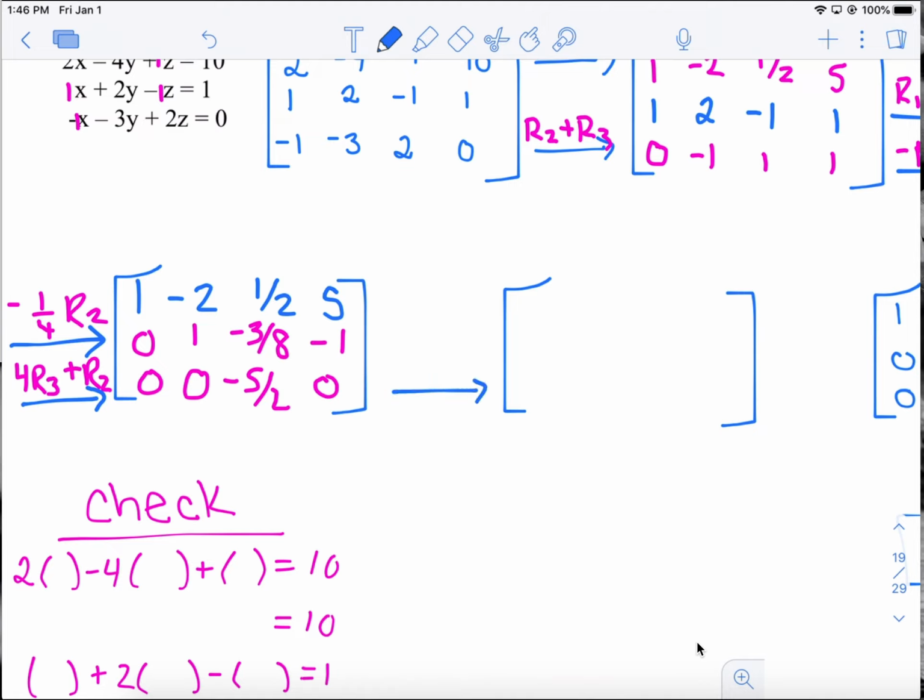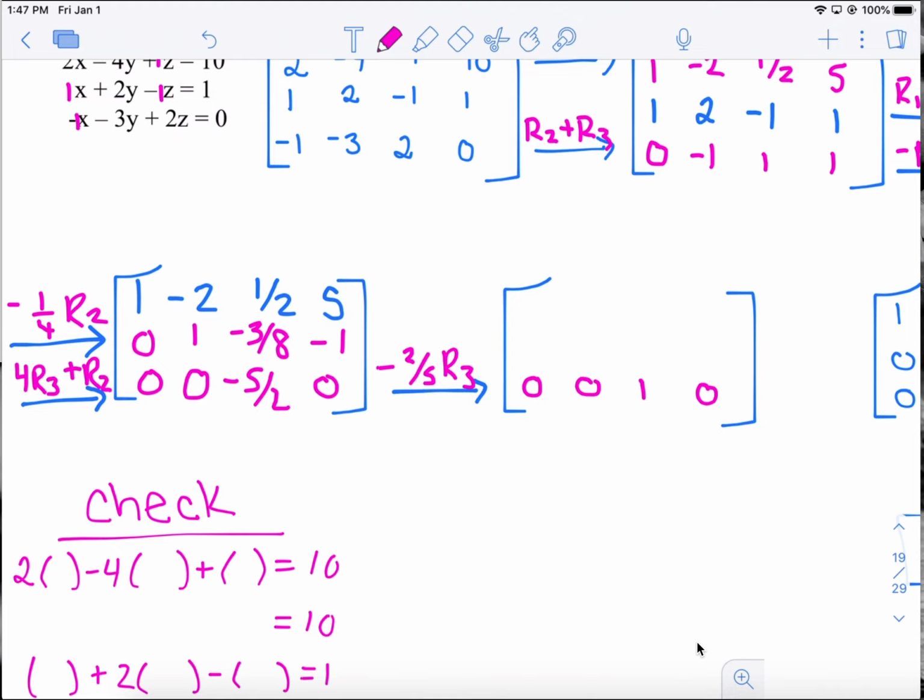Well, that just means I need to multiply by my reciprocal. So if I take my row 3, I'm going to multiply it by the reciprocal. So 2 over 5. But I need it to be a negative so that it changes to a positive. So now we have 0, 0, 1, 0. And I'm in good shape at this point, okay?